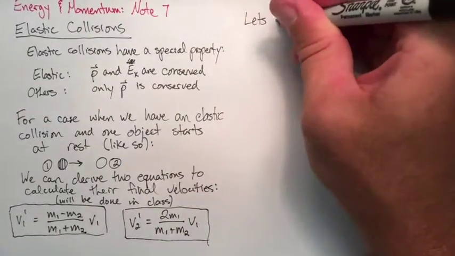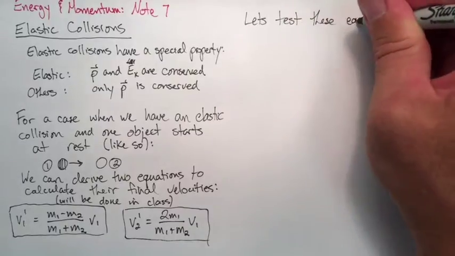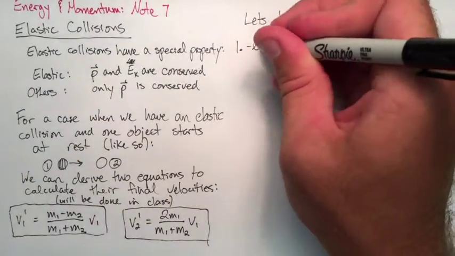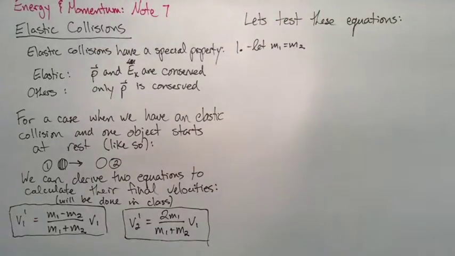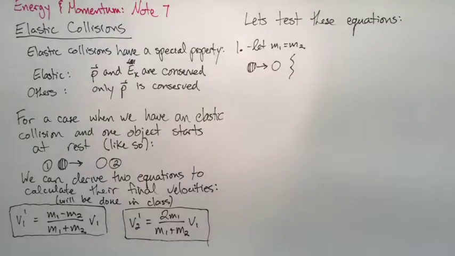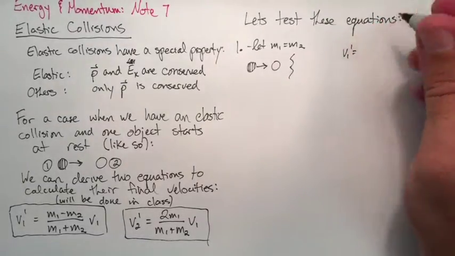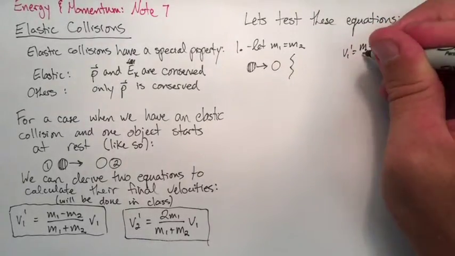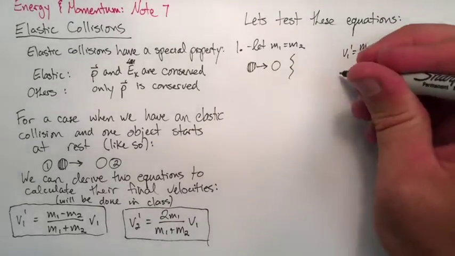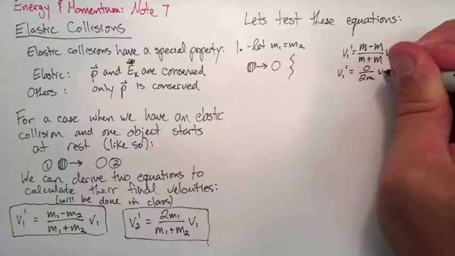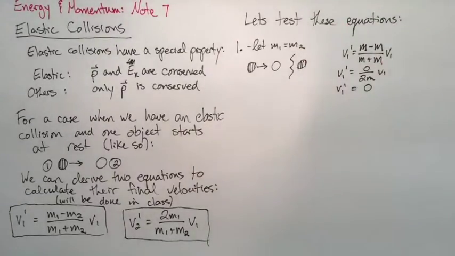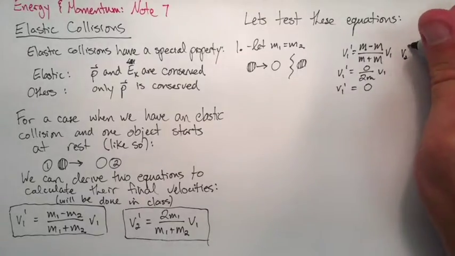So let's test these two equations and make sure that the solutions they produce make sense. Let's do it for a case where m1 equals m2, so the two objects hitting together are of the same mass. We can just call that mass m. Putting them in the equation, we get m subtract m divided by m plus m. So the final velocity of that first object after the collision is going to be at rest. It's going to be 0.